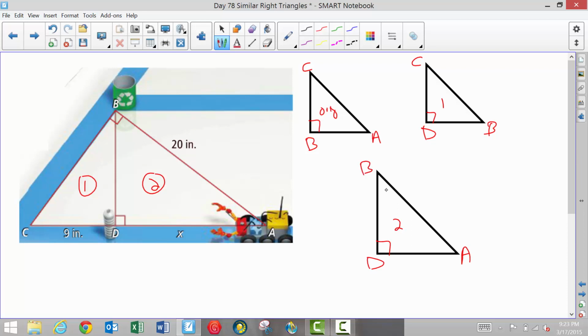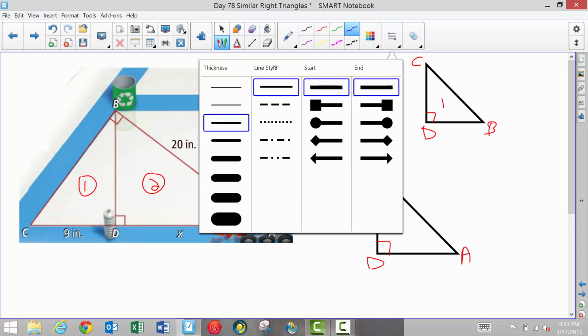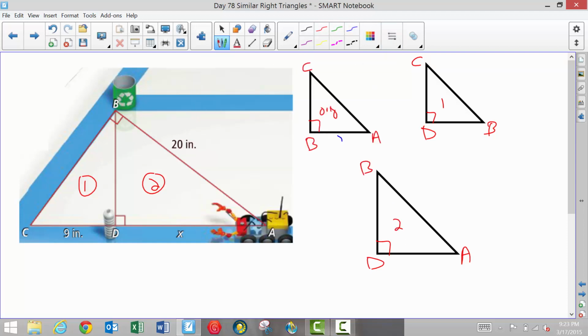Now I can input my information, so I know that B to A is 20. I know D to A is x. I know C to A is x plus 9. I know C to D is 9. Okay. So that's all I have for information.